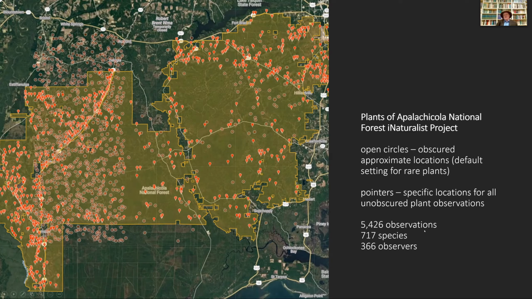In just the Ecological National Forest, we already have over 5,500 observations by now, and 700 species, which is a very large number for a particular natural area, yet it's still not the total flora of that site.